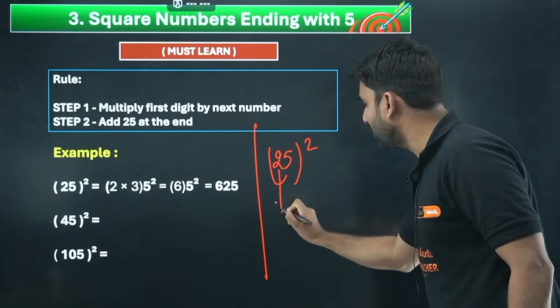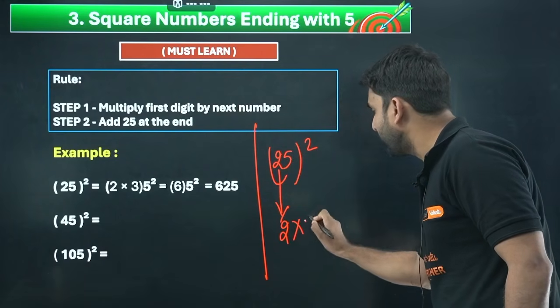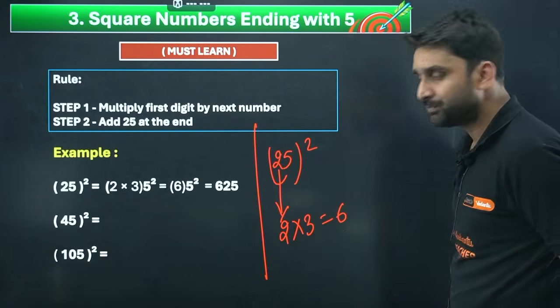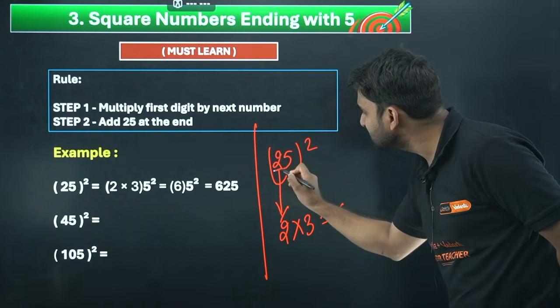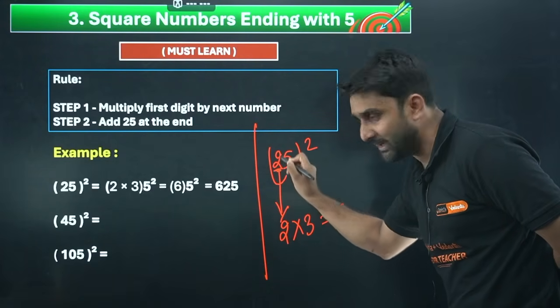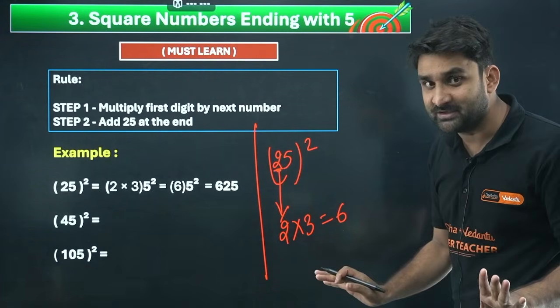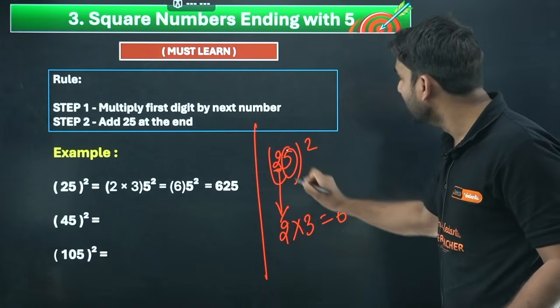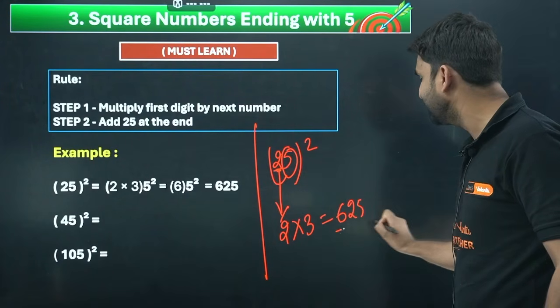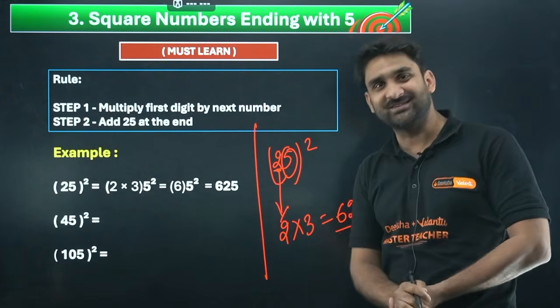Come on. So if I talk about 25, what is the next number of 2? This is 3, my dear. Multiply this number by the next of this value. So the next of 2 will be 3. So 2 into 3 will be 6. And square the 5. So 5 square will be 25. This is the answer. Wow, this is the answer, my dear.